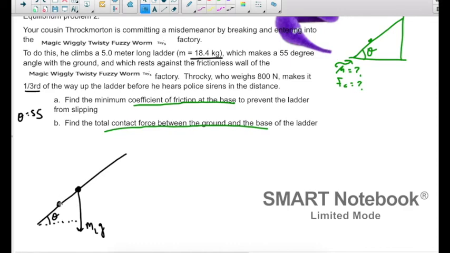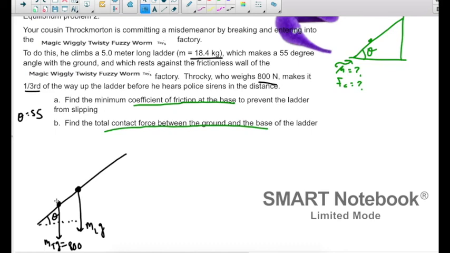know is exerting his own contact force on the ladder, his gravitational force, his weight weighing the ladder down. And I know that that's equal to the mass of Throckmorton times little g, which is his weight, and they actually give us his weight is 800 newtons. So I know right away that that's 800 newtons.